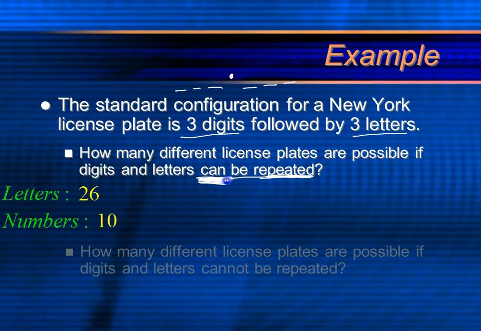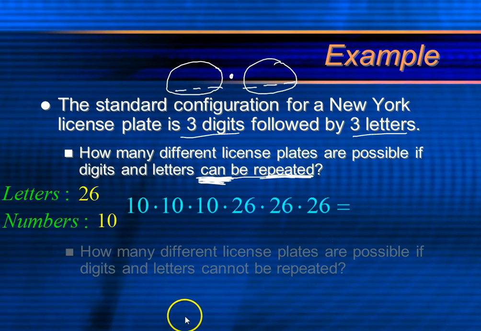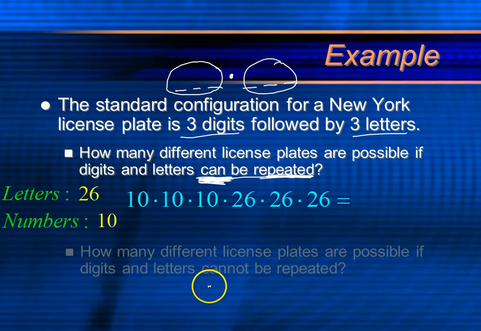And here's the key word. They can be repeated. So what's going to go inside of my 3 blanks for my digits? 10, 10, and 10. What's going to go in my 3 blanks for my letters? 26, 26, and 26. So my options are 10 digits times 10 digits times 10 digits, 26 letters times 26 letters times 26 letters. And again, fundamental counting principle, all we have to do is multiply them.